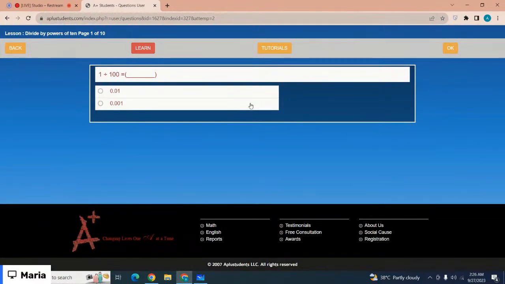100 has two zeros. That means you have to move the decimal point. How many places left? Two places left, right? So option number 1 is the correct option. Very good. Because you have to move the decimal point two places left, it would be 0.01.